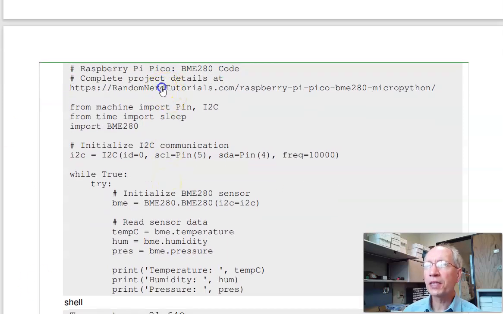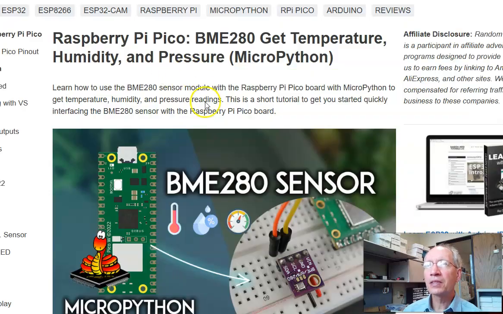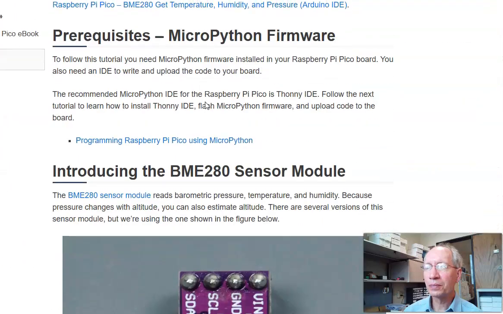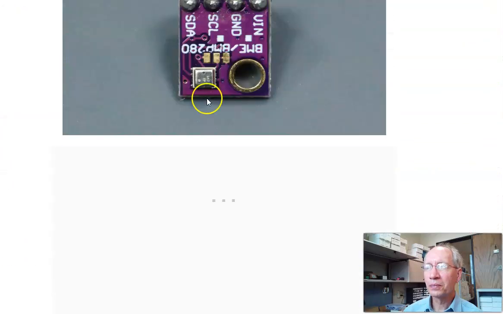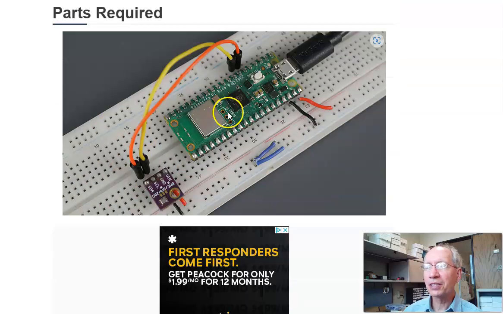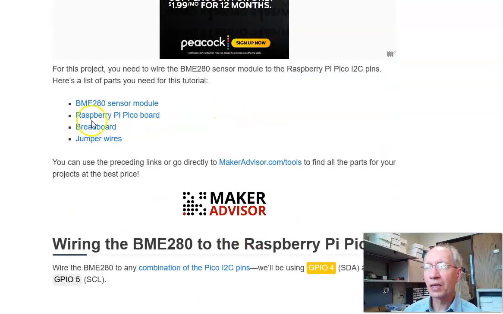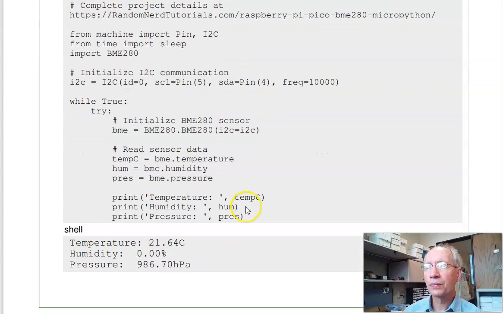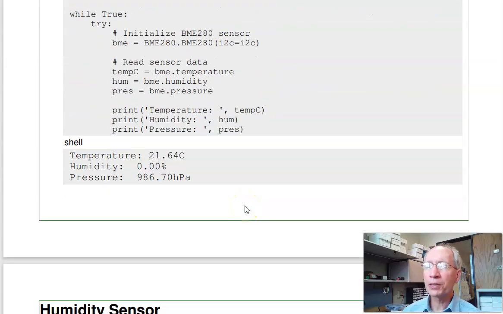If we go to this website, it's actually a rather nice tutorial on using it. There's a sensor. That's the BME versus BMP connections. Here's the code that you need to download. I've got a reading for temperature, pressure, and humidity.